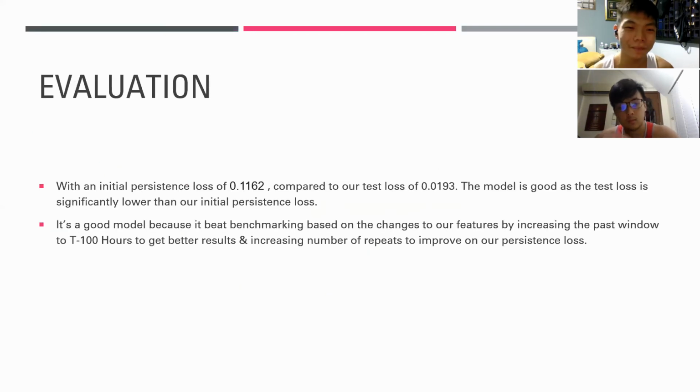Next. And so based on our evaluation, it can be seen that we have an initial persistent loss of 0.1162 as compared to our test loss of 0.0193. So this means that our model is good, as the test loss is significantly lower than our initial persistent loss. So it is a good model because it beats the benchmarking based on the changes of our features by increasing the past window to t minus 100 hours to get a better result, and increasing the number of repeats to improve our persistence loss. So thank you, and hope you enjoy our presentation.